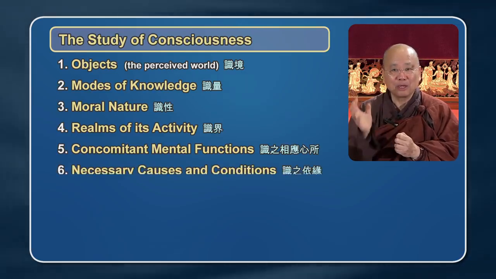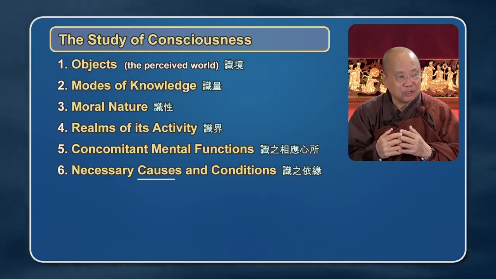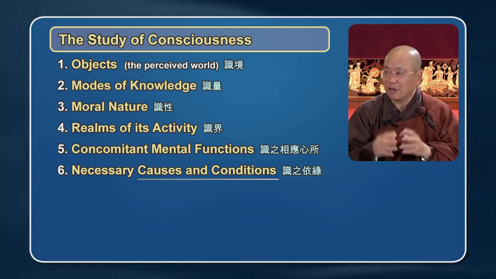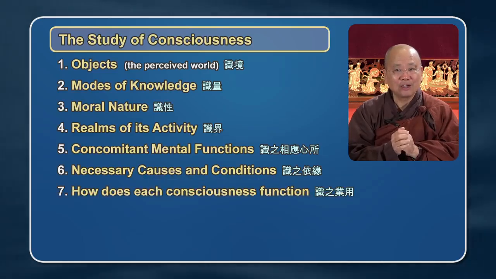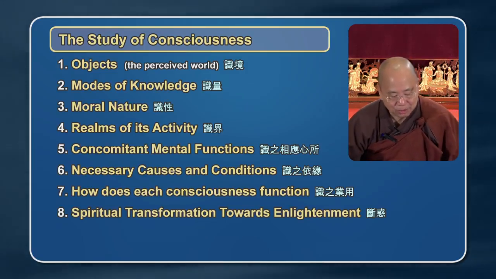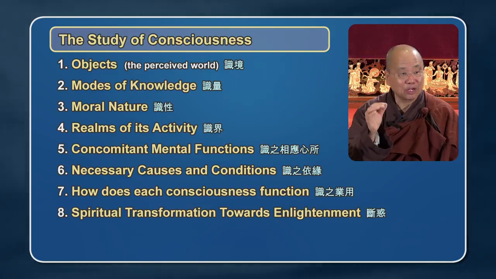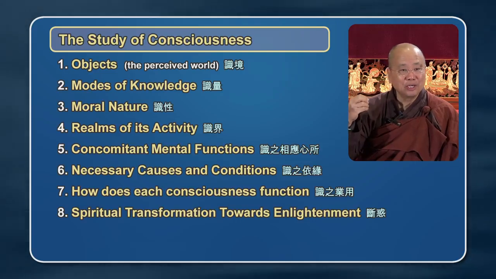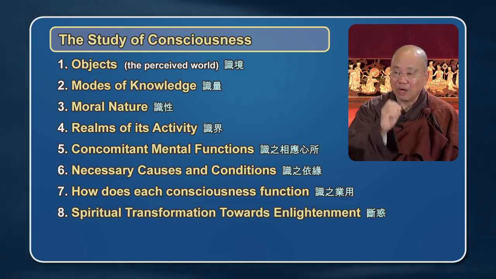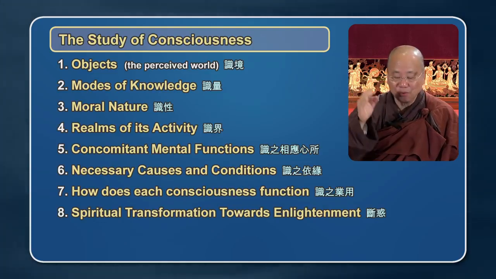Then concomitant mental functions, necessary causes and conditions. For each consciousness to function, to work, there must be causes and conditions fulfilled to make it functionable. So we've been studying that. How does each consciousness function? We also study that. Eight, spiritual transformation towards enlightenment. After studying each consciousness, that's the theoretical part, the conceptual thinking. How do we apply conceptual thinking to actual practice? To spiritual transformation of each consciousness, of all these consciousnesses, to wisdom, into enlightenment.